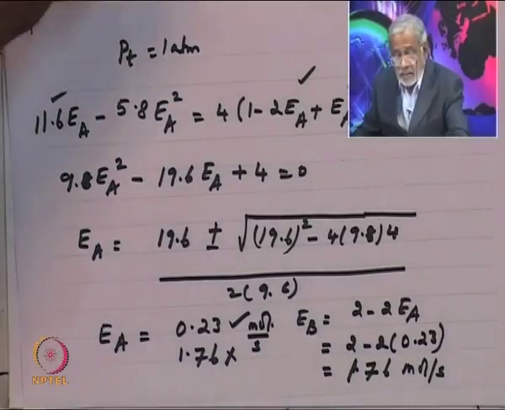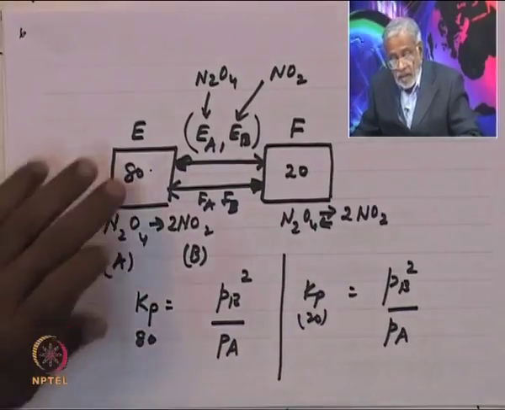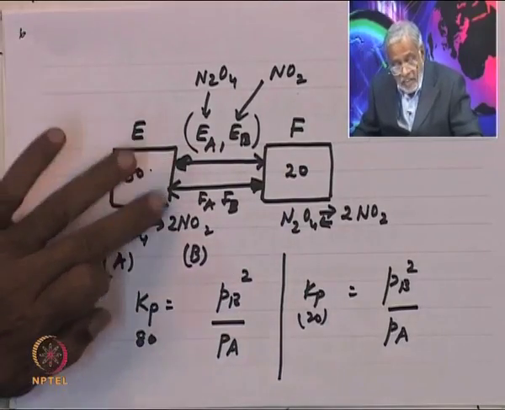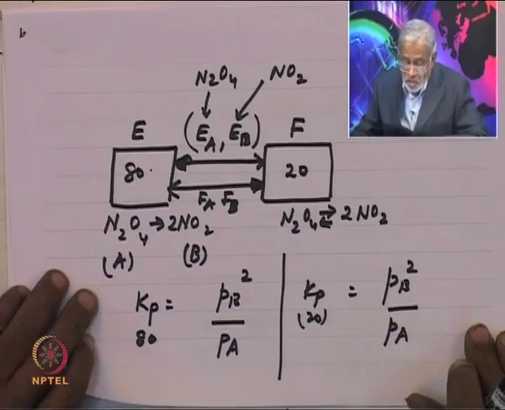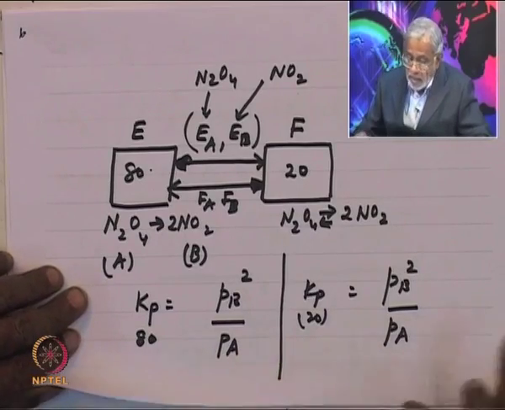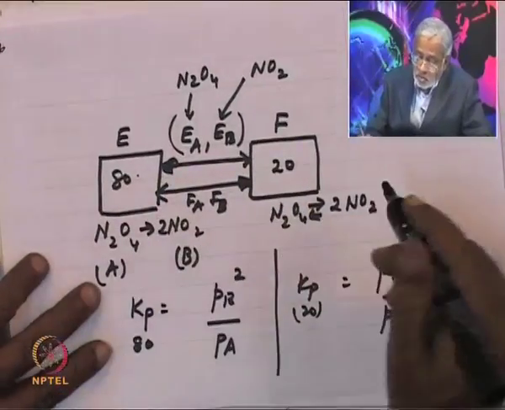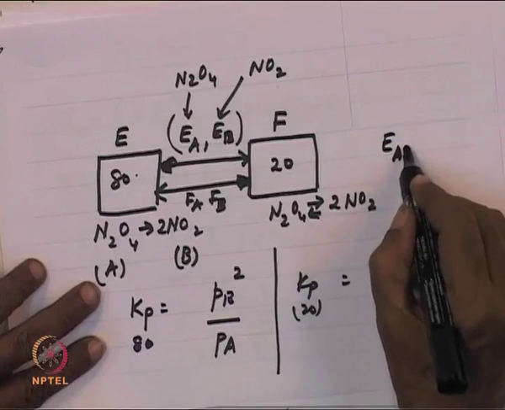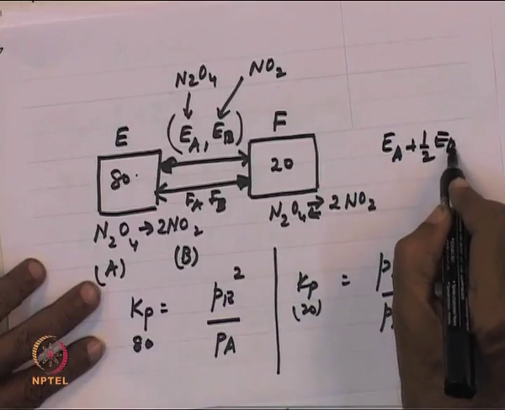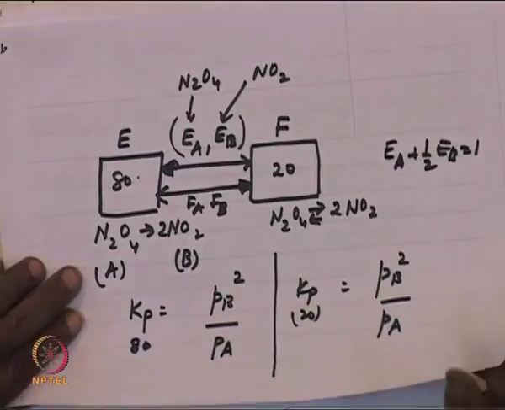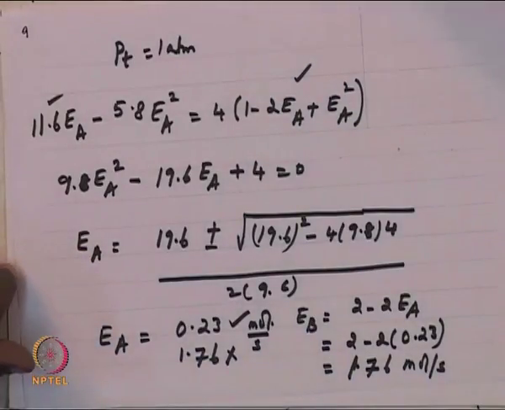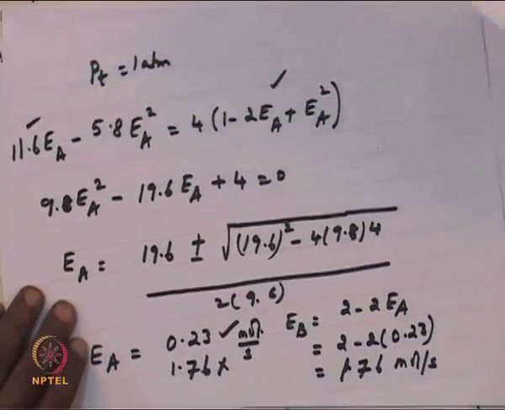We have taken this exercise to 80 degrees and 20 degrees. We recognize that the reaction is instantaneous and therefore the compositions are described by the equilibria at 80 degrees. Based on that, and the condition that 1 mole is circulating through the system, which means that Ea plus half of Eb equals 1, we went through the material balance to find the appropriate value. So, this is as far as environment E is concerned.